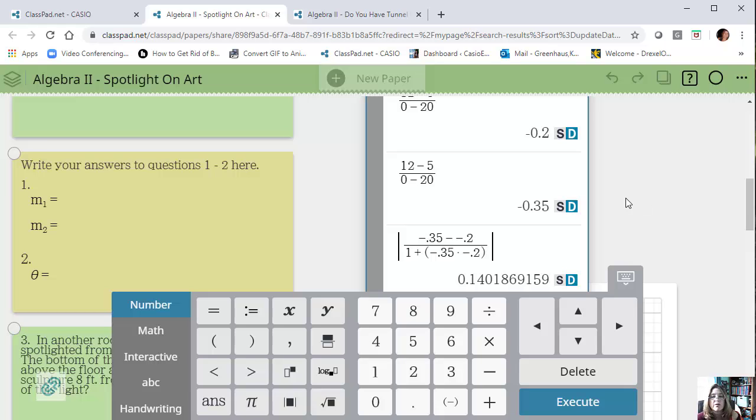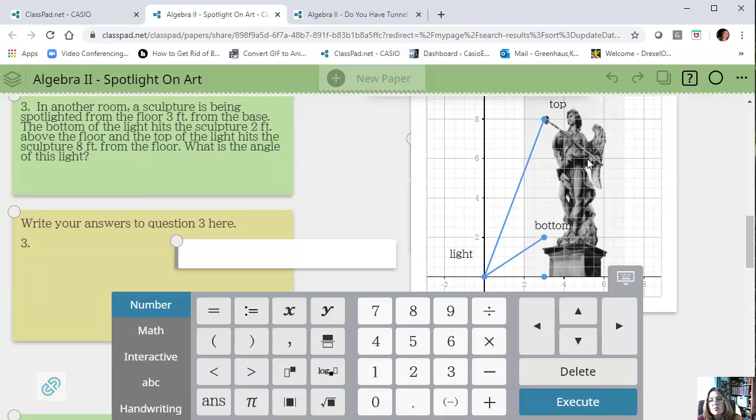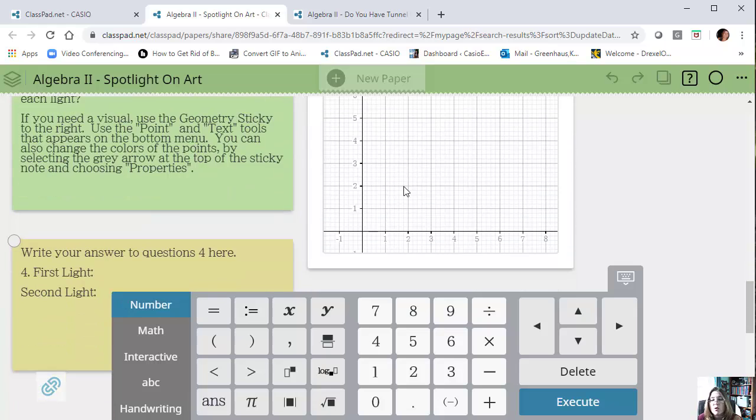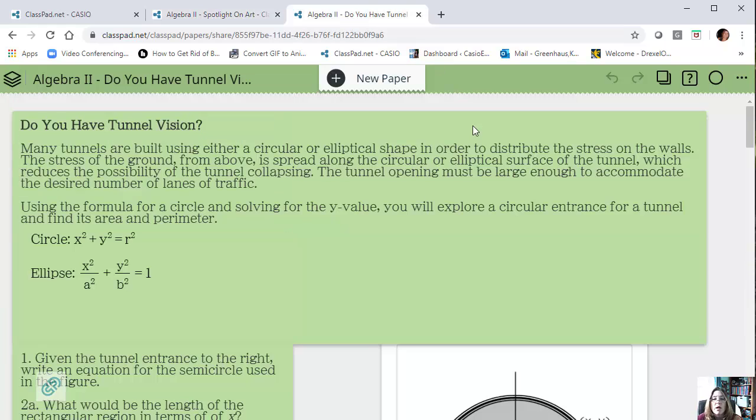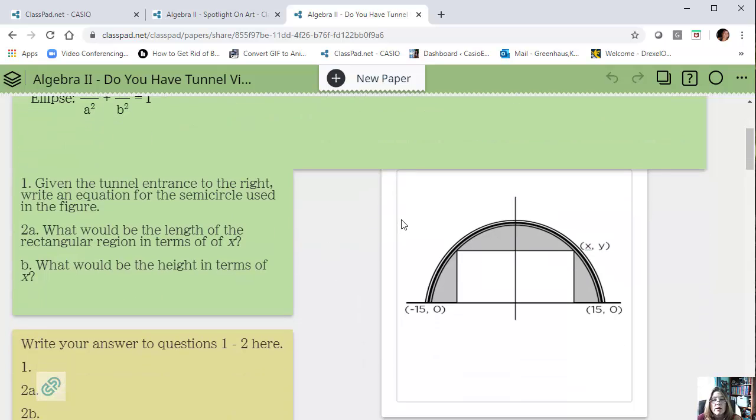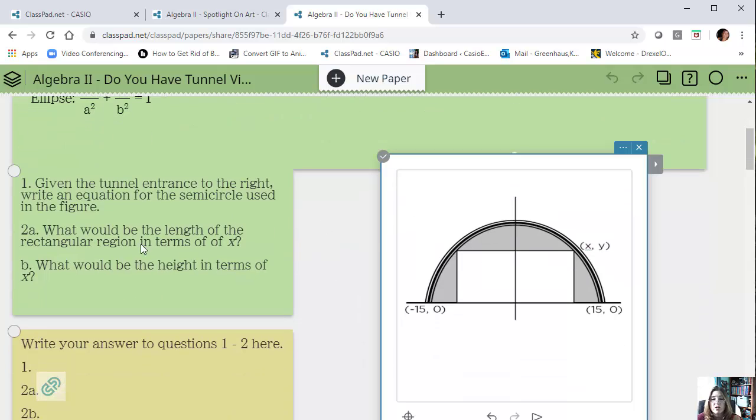So that's the first activity, and they're going to do something similar here with a statue. Where should the light be? What's the angle that I need to set that light out there so that those two things happen, and then they get to draw their own image. The second activity, we're actually working with circle equations and ellipse equations, and so radicals, and they're going to be graphing them. And here's again where we've got an image to help us visualize what's going on.